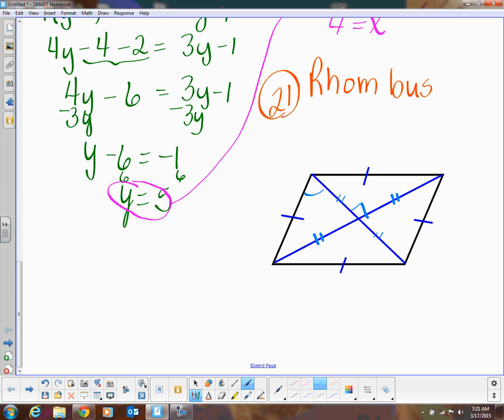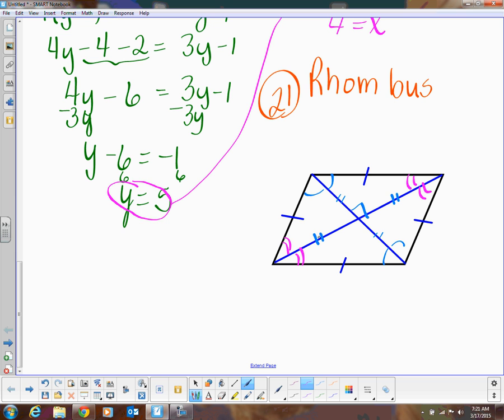This angle is equal to that angle. This angle is equal to that angle. And why are those equal? Because they're opposite angles of a parallelogram. This angle is equal to this angle. That angle is equal to that angle. So this is all the stuff rhombus should tell you. And when you hear the word rhombus, all of those properties should come to mind.